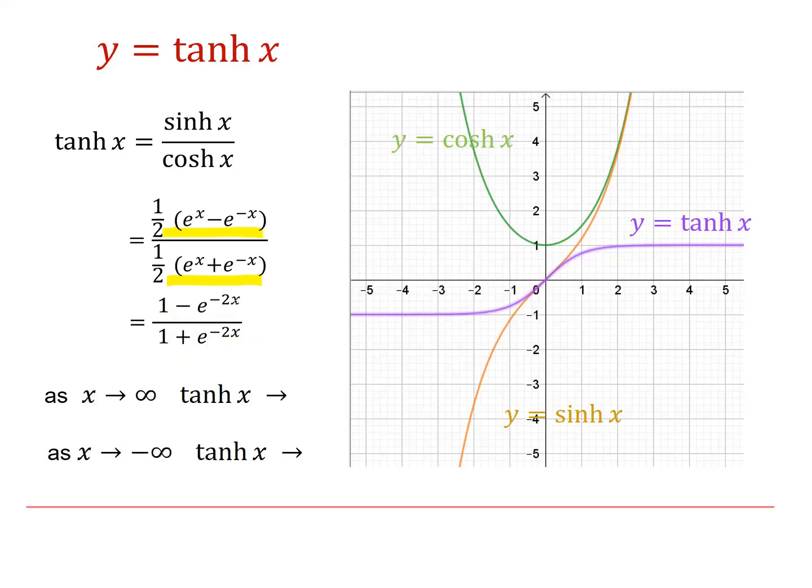What happens as x tends to infinity? Well, as x tends to infinity, e to the minus 2x tends to 0. And what happens here is then, this is just 1 over 1, so tanh x tends to 1. As x tends to minus infinity, e to the minus 2x tends to infinity. So this becomes effectively two things where I've got a large and negative value on the top and a similar large and positive value on the bottom. These 1's become insignificant in comparison to the e to the minus 2x term, and so I get a negative over a positive, and they're roughly the same size. It tends to minus 1.